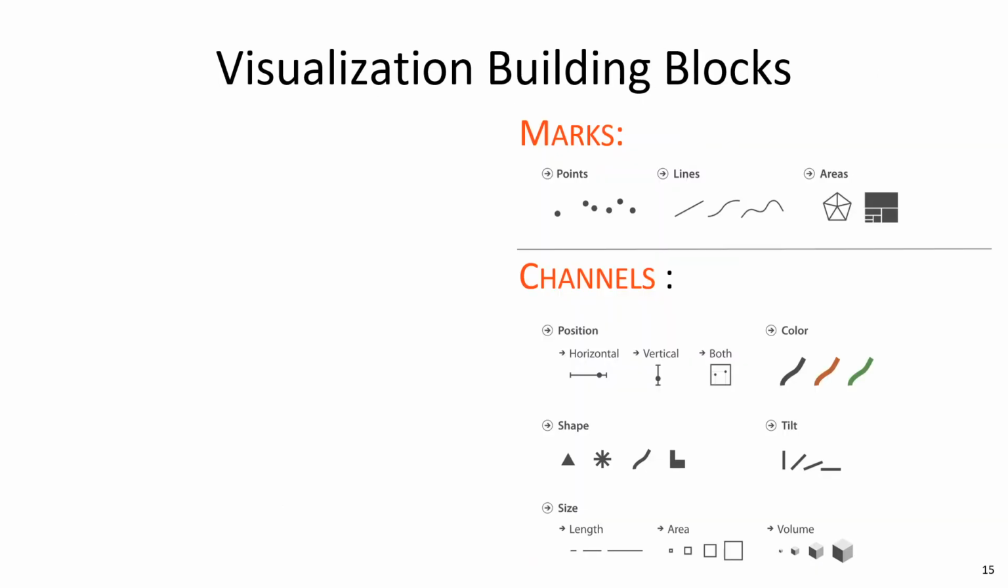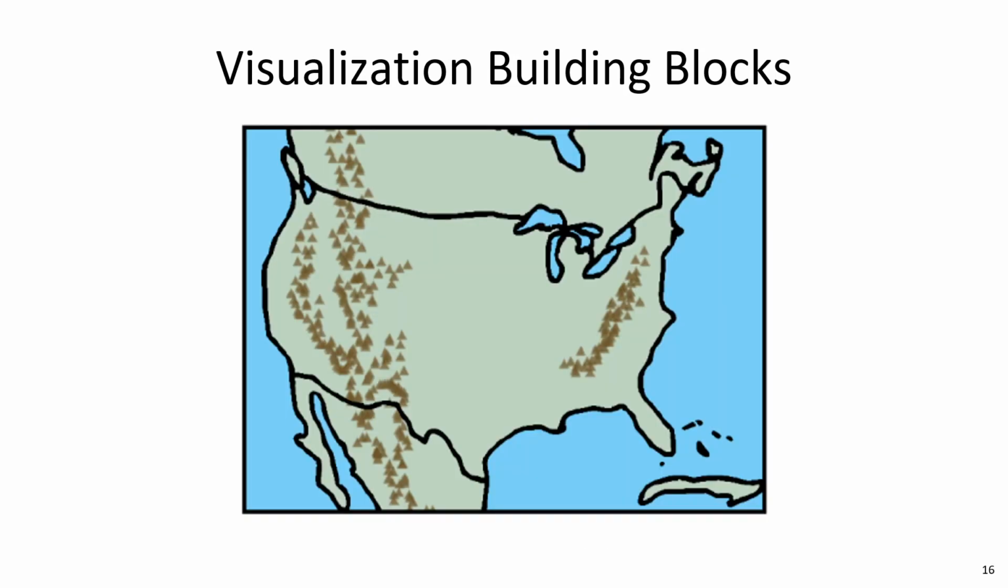So let's have a look at what we're using in a map. We had marks, which are points, lines, and areas, let's say, plus others, but we also have different channels. So we have position, we have color, we have shape, we have tilt. Let's see what a map gives us. So here's a simple map. We could add a lot more stuff than this.